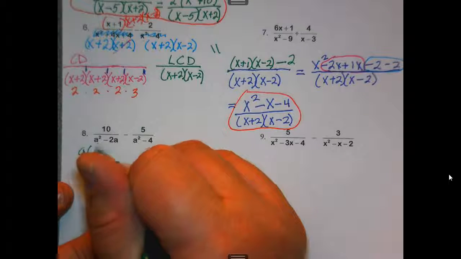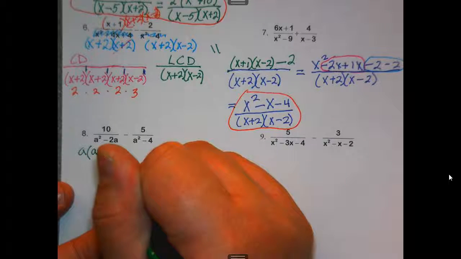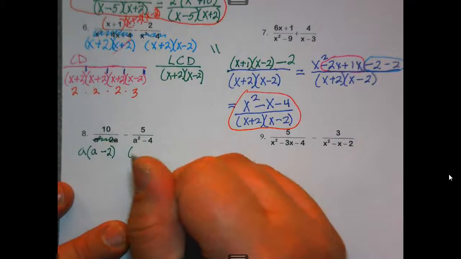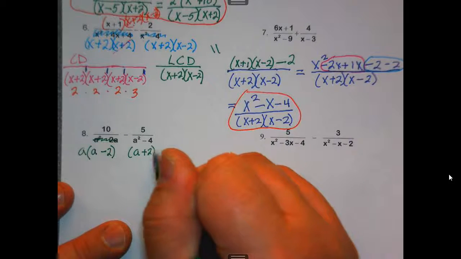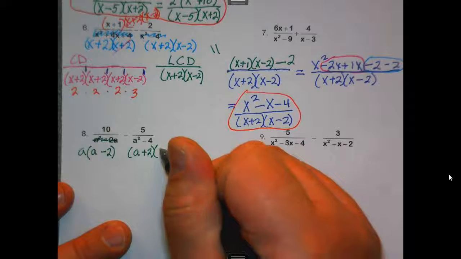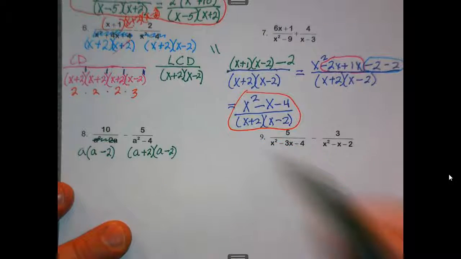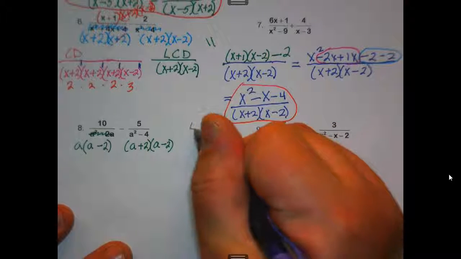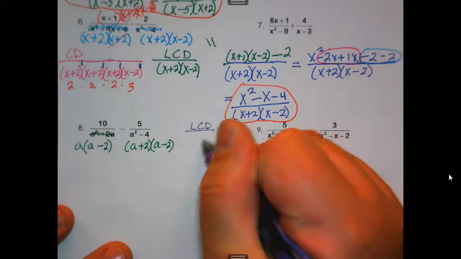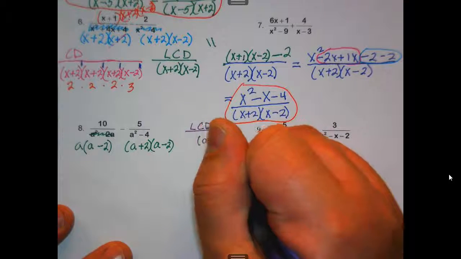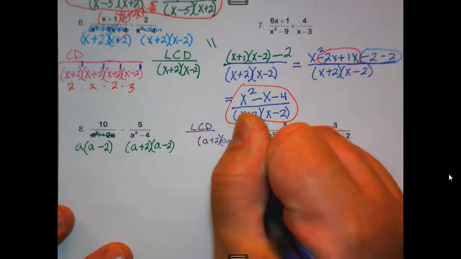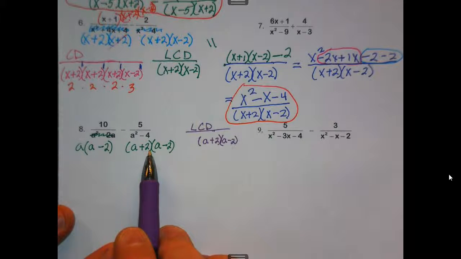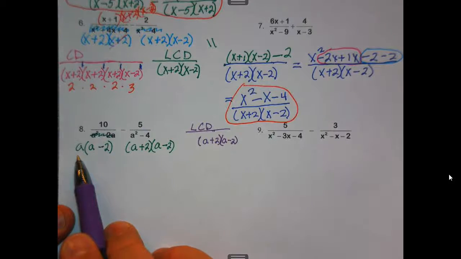Okay, so I've got to take out an A. That gives me A minus 2. Yeah, that's a difference of squares, so (A plus 2)(A minus 2). Okay, what's my LCD here? Except we're missing one more thing. Okay, I have the two factors, A minus 2 and A plus 2, but I need an A.